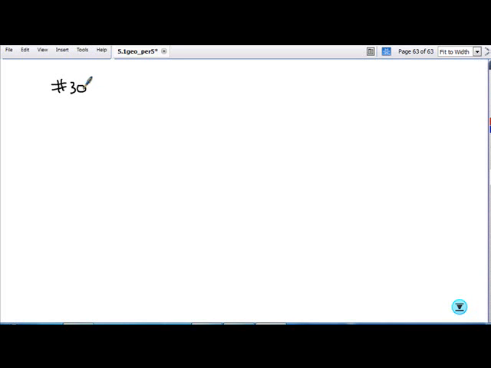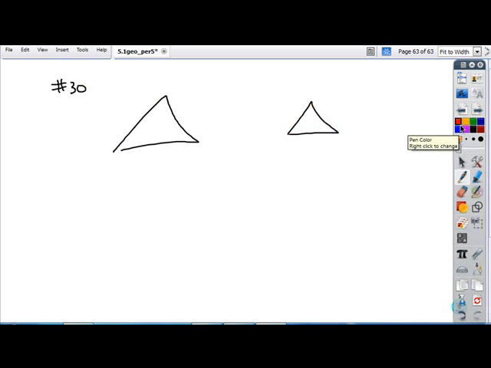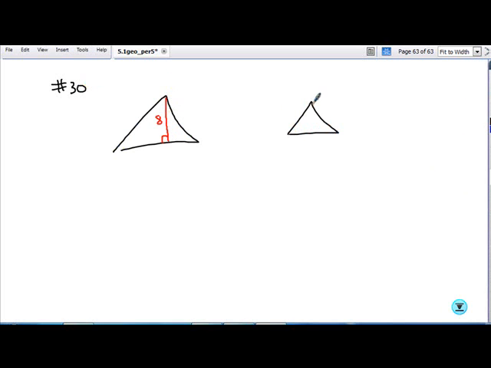In 30 it says a pair of similar triangles. So again, we're looking at two triangles that have the same basic form. They have corresponding heights of 8 and 3. And again, so those are similar to each other. If the area of the larger triangle is 18.2, what's the area of the smaller triangle?